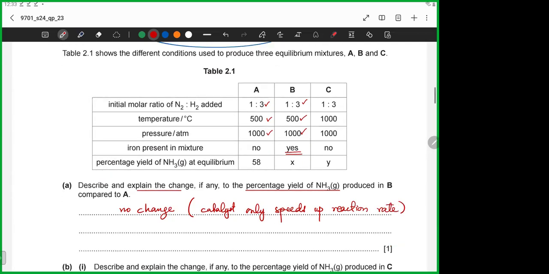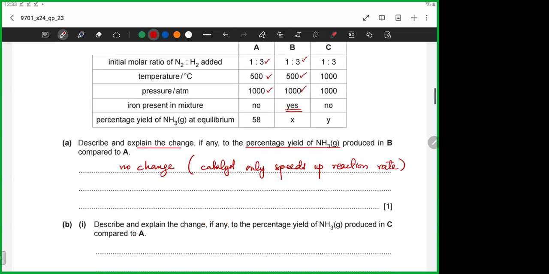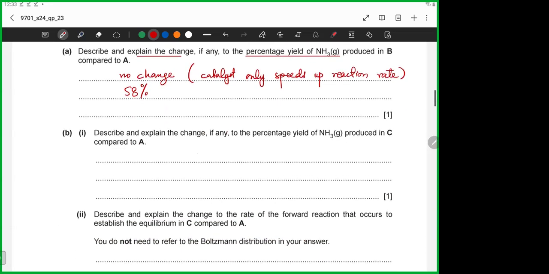So a catalyst only speeds up the reaction rate, it doesn't really affect anything else. Okay, no change. So it's going to remain as 58%. So X over here would be the yield, which will be exactly 58%.